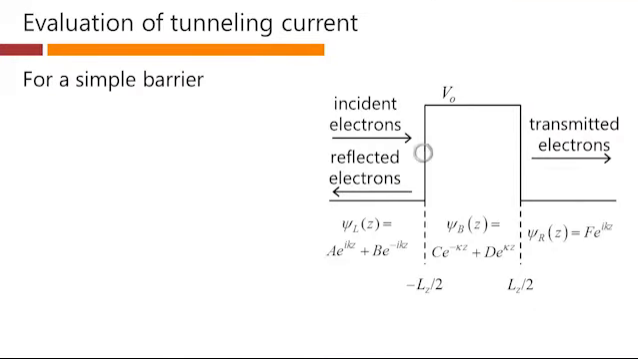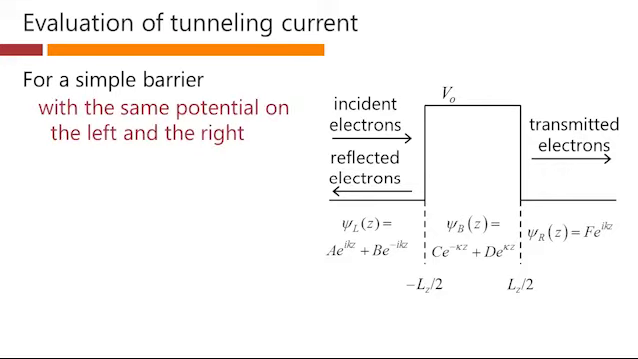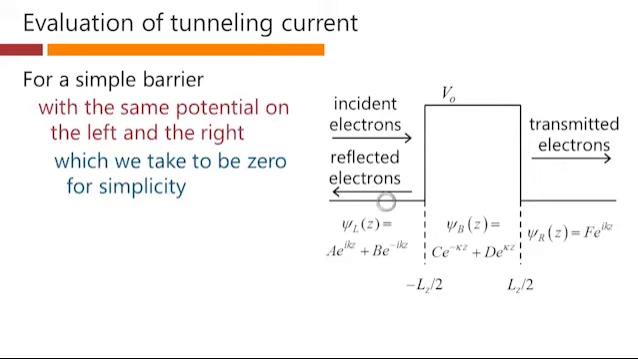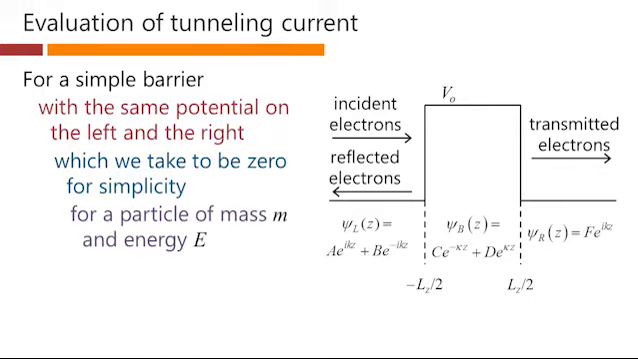For a simple barrier like this one, with the same potential on the left and the right, which we will take to be 0 just for algebraic simplicity, it doesn't matter what we choose it to be really, and for a particle of mass m and energy E, we have, as usual, that the energy will then be h bar squared k squared over 2m.